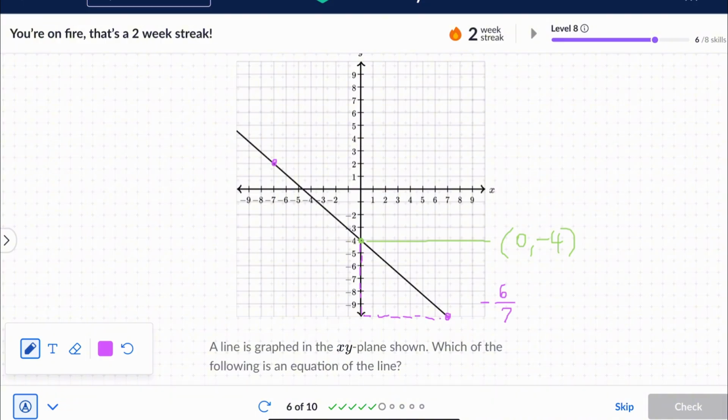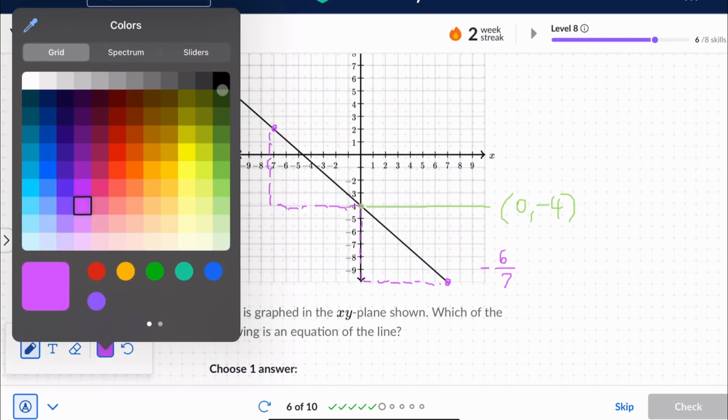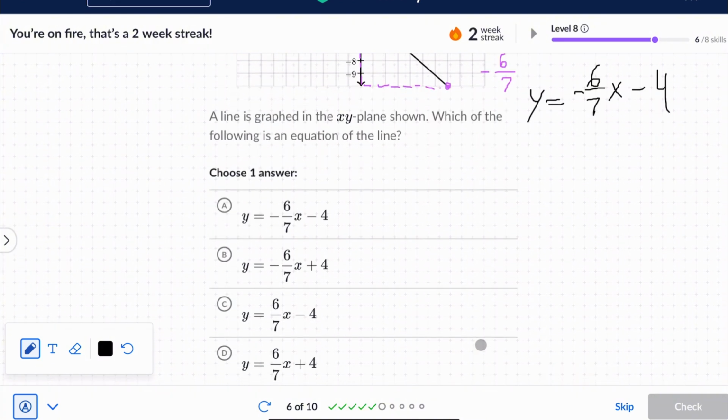And then we can check on this side too. So 1, 2, 3, 4, 5, 6. Okay, and then 1, 2, 3, 4, 5, 6, 7. Yep. So it's negative 6/7, which is the slope. And now we can set up the equation. It's going to be y is equal to negative 6/7x minus 4, which is the y-intercept, and that should be our answer.